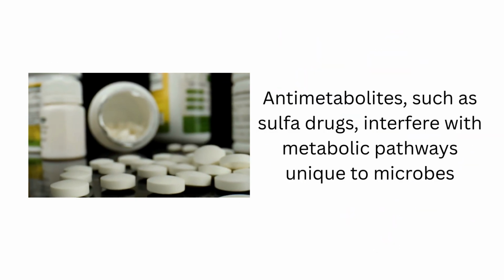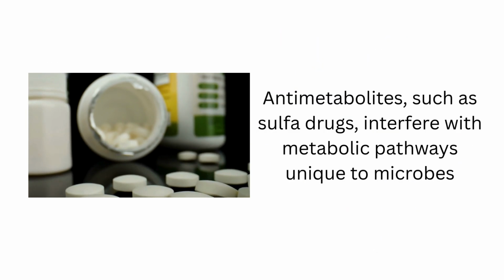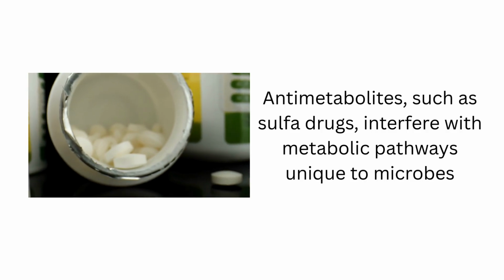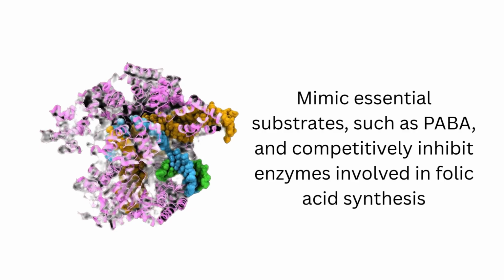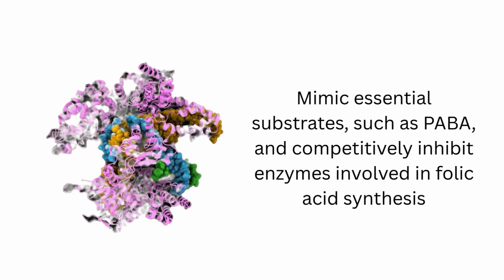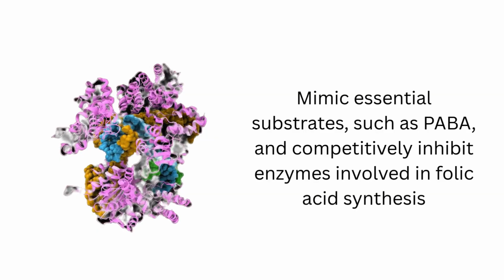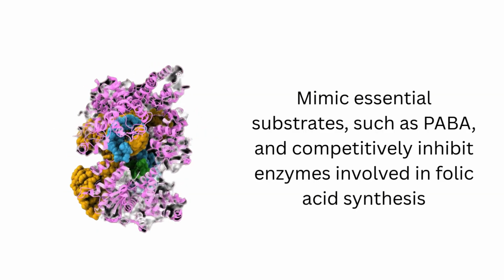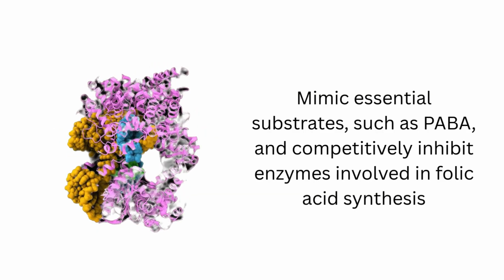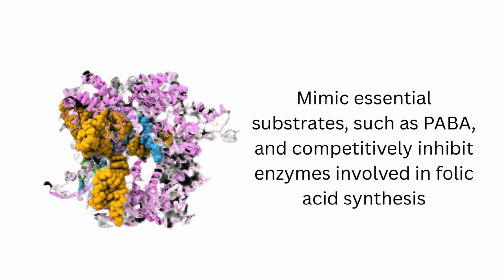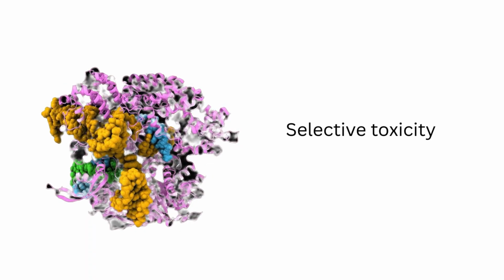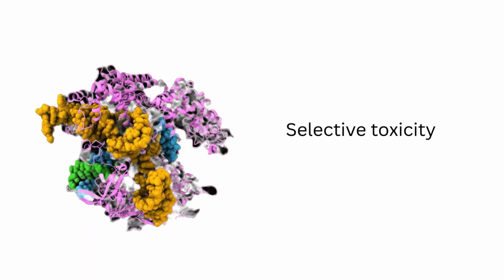Antimetabolites, such as sulfa drugs, interfere with metabolic pathways unique to microbes. These drugs mimic essential substrates such as PABA and competitively inhibit enzymes involved in folic acid synthesis. Since humans obtain folic acid from their diet rather than synthesizing it, this pathway provides another example of selective toxicity.